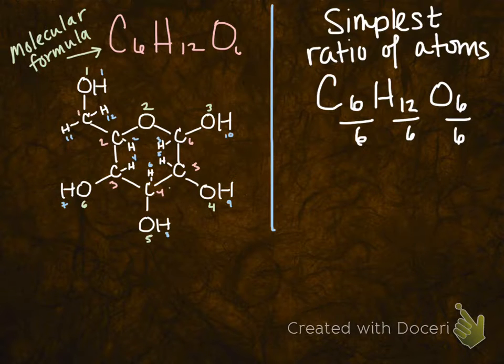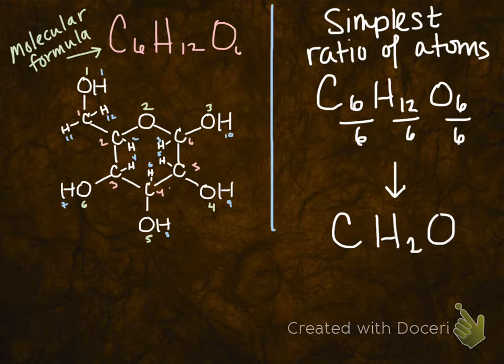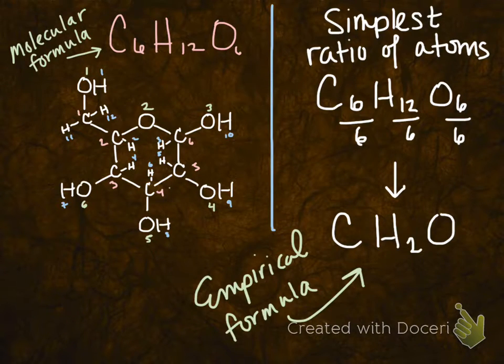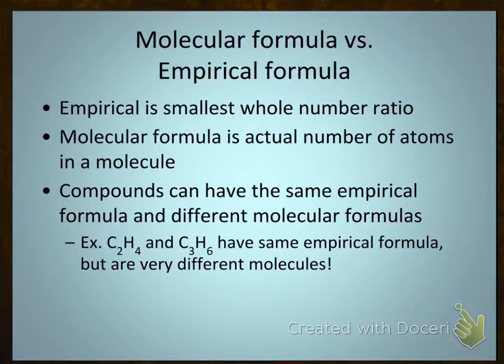So when we divide all the subscripts in C6H12O6 by 6, we get CH2O. That's the empirical formula for glucose. So, to clarify, the empirical is the smallest whole number ratio of each type of atom, while the molecular formula is the actual number of atoms in a molecule.